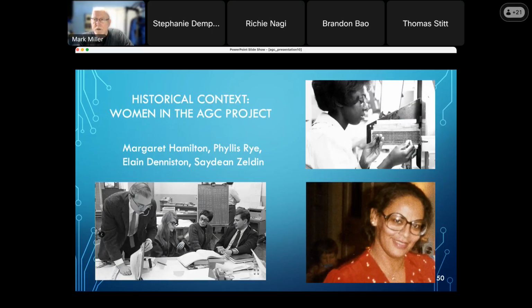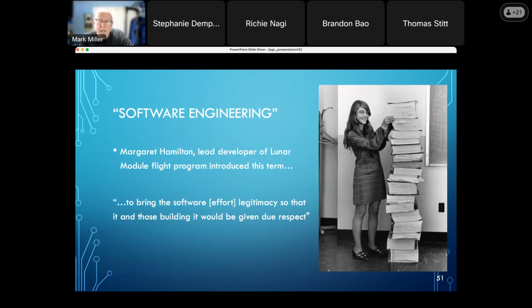Within the Apollo Guidance Computer project itself, I've learned about a number of women. I've talked about the women who helped manufacture it, there in the upper right. A number of women were actually involved in the software effort. Margaret Hamilton, who I'll talk about in a minute, was a leader in the development, but a number of other women were involved in the actual guidance software itself: Phyllis Rye, Elaine Dennison, Sadine Zeldin.